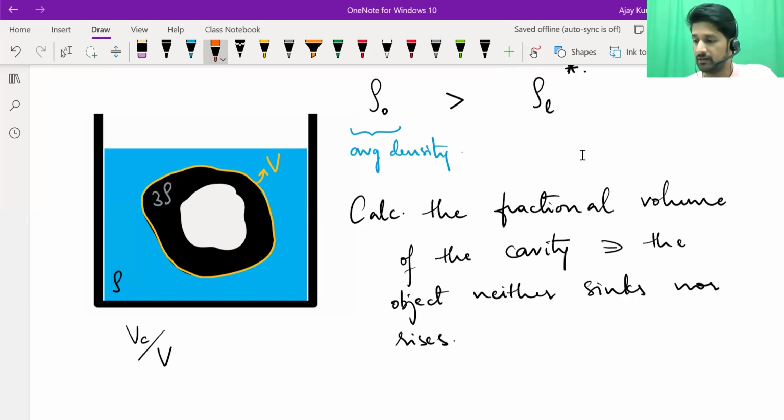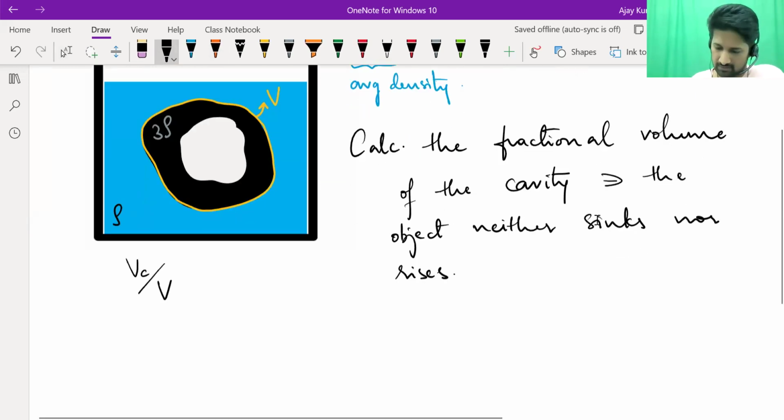Now, according to the question, once released, the object should neither sink nor rise. Means the net force on it should become zero. What forces act on this object? When I say object, I mean along with the cavity. Whatever is there in that yellow boundary is what we are calling the object. So weight should be balanced by buoyant force. How do you express the weight of this object?